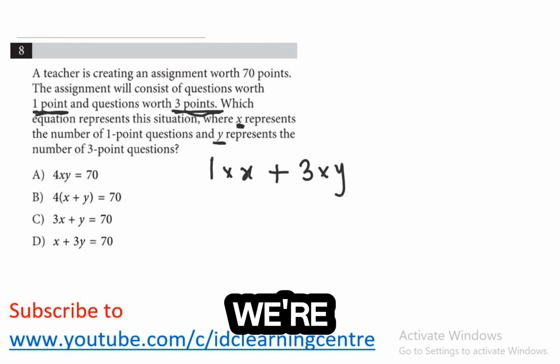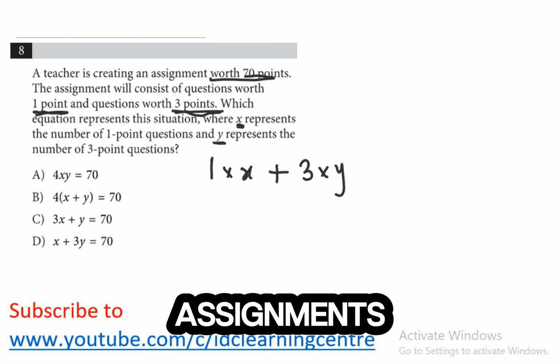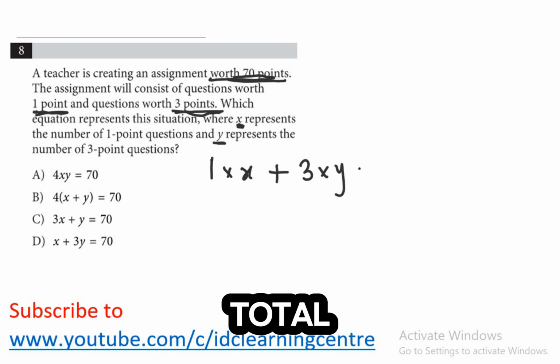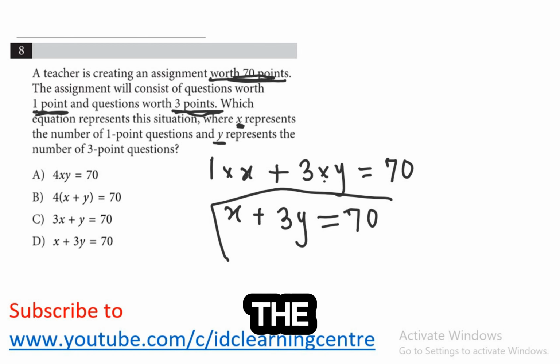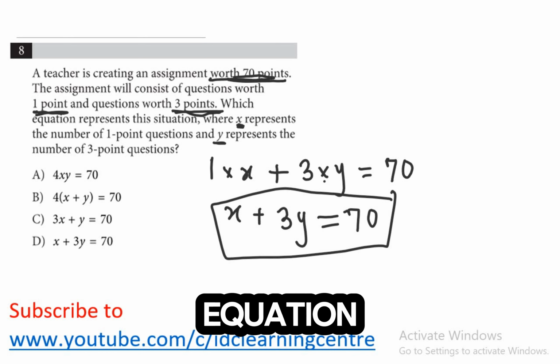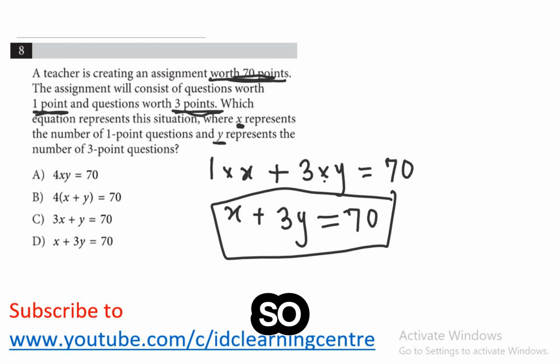In the question, we're told that the assignment was worth 70 points. So the total equals 70. So when you multiply all of this, we have 1 times x is x, plus 3 times y gives us 3y. The total equals 70. So this is the equation that relates to this situation. So what option is this? We have option D. Is that clear?